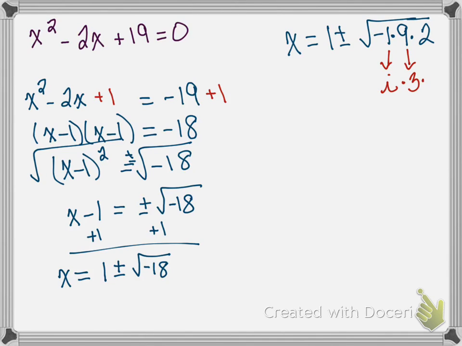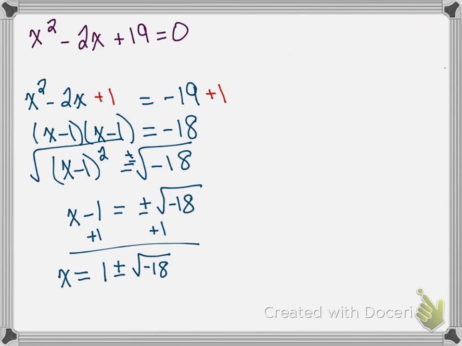Can I do anything else with this 2? No, it stays inside. Okay, it stays inside. So my final answer here is x equals 1 plus or minus 3i times the square root of 2. Okay, can I erase?